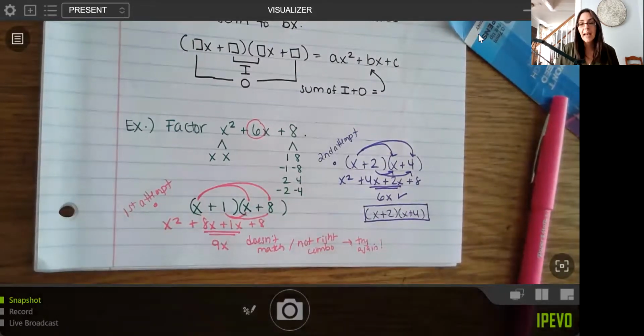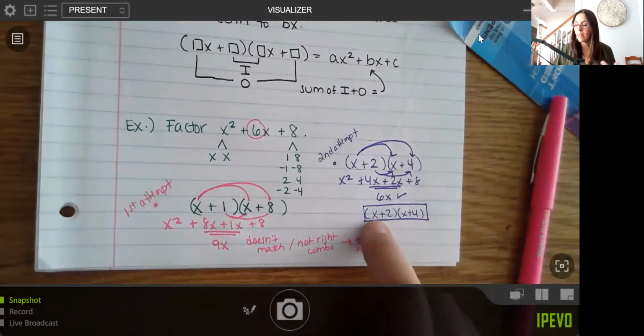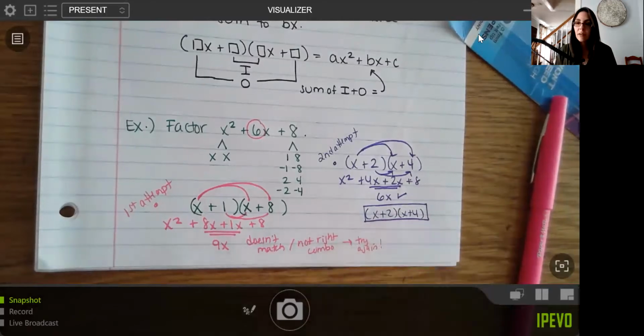Now, a question you may be having is, what if you wrote x plus 4 and then x plus 2? That's totally fine as well. We have that multiplication is commutative, so you actually can switch the order of the factors as long as it's the full factor. We're not switching the numbers on the inside. We're just rearranging those two groups, and that's fine. You're going to get the same result.